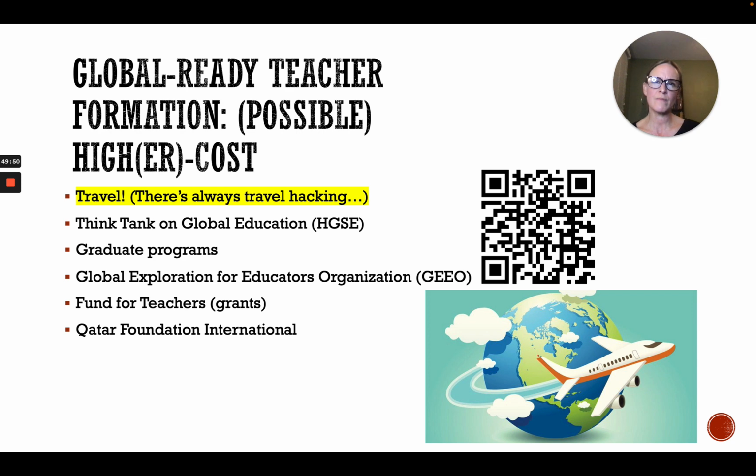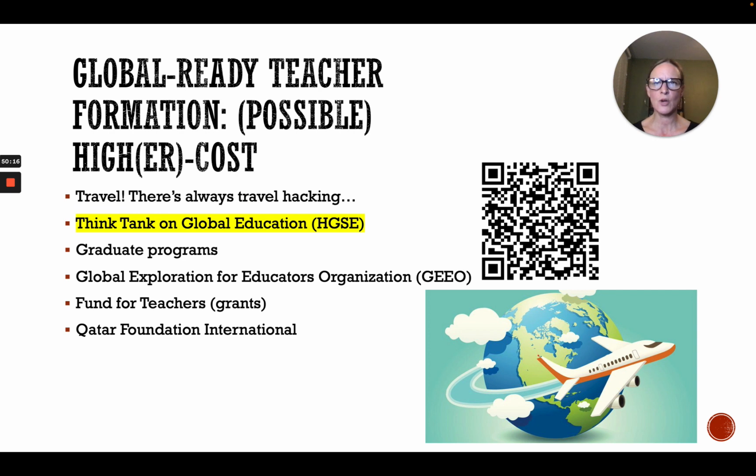Then there's more possible higher cost options, such as travel. That can be higher cost, but there's always travel hacking. That QR code there takes you to a presentation I did on how world language teachers can get abroad for free or nearly free. And there's a whole section in there about travel hacking and how to do that.